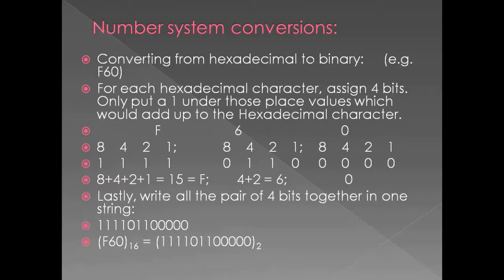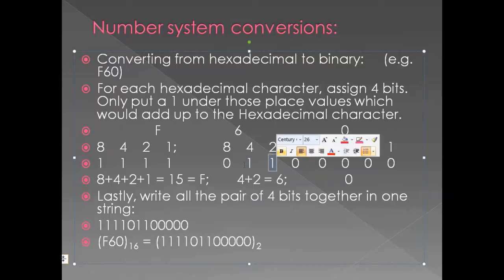Next we have from hexadecimal to binary, simply convert each number in hexadecimal into 4 bits. How? For example F60, so for 0 all the values would be 0, so 0 plus 0 plus 0 plus 0 becomes 0. For 6, 4 plus 2 is 6, so just write down 1 in place of these 2 bits, whereas keep the 8 and 1 bit off.